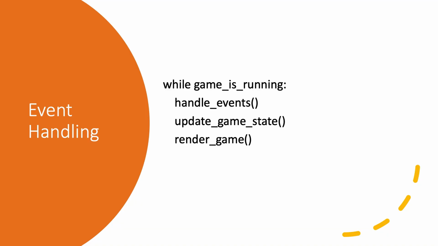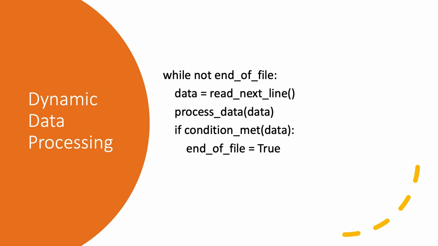to the player. So this loop continues to execute these steps in sequence until the condition game is running becomes false, typically when the player exits the game or a game over condition is met. This structure ensures that the game remains interactive and responsive to user inputs while continuously updating and displaying the game state.